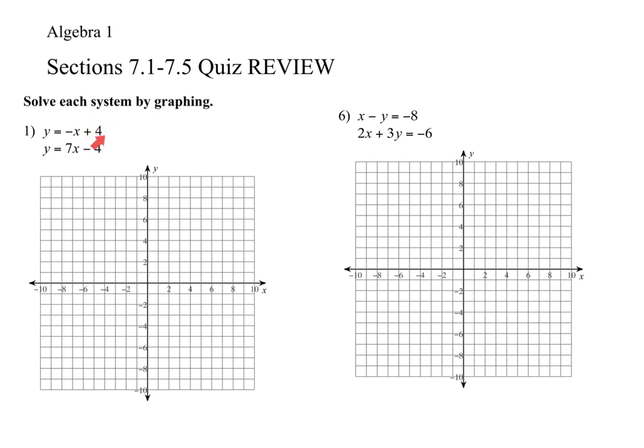You can start with the y-intercept, +4. The slope is -1, so down 1 over 1. And you're going to graph that first line. And then you're going to do the same thing with the second line.